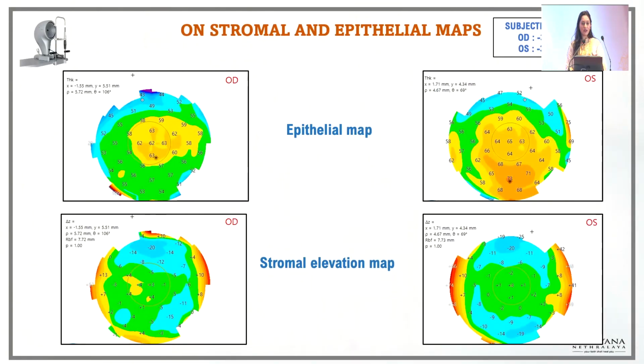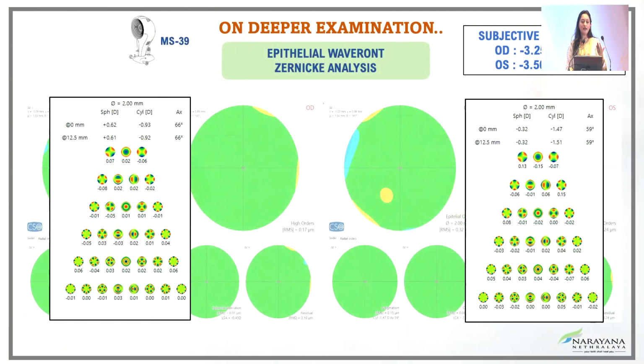Now, if you look at his epithelial map, you can see that there is some amount of hyperplasia present in the center of the cornea for the right eye, and the left eye also. The epithelium is a little bit on the thicker side. The usual value would be 55, but here you have 65. So we went ahead and looked at epithelial aberrations, because aberration is not just from your cornea for the eye. The epithelium also has some amount of aberrations.